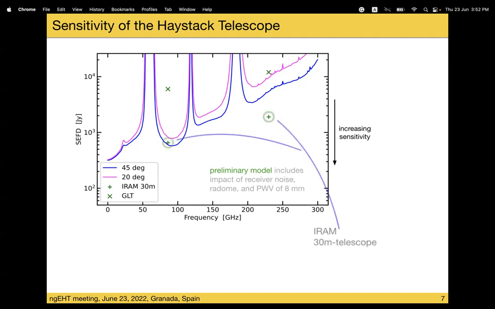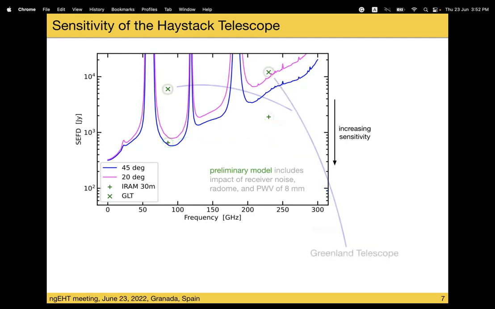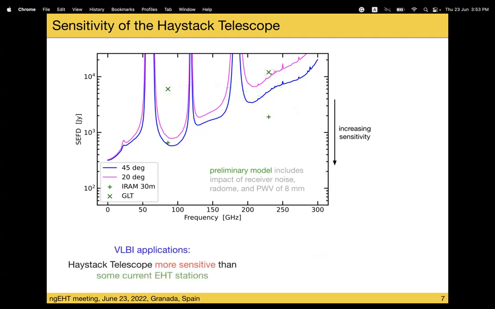And this is the IRAM 30 meter. It was prepared by Jens. He uses IRAM a lot for his research, so he knows all about the 30 meter telescope. So he made these plots to show that at 86 gigahertz, you're pretty much as good as IRAM. And this is the Greenland telescope. We picked the values from the web and showed that at 86 and at 230, we could be almost as good as GMT.